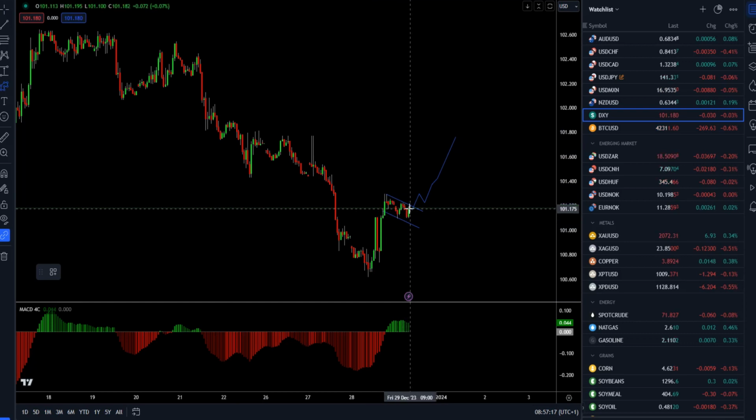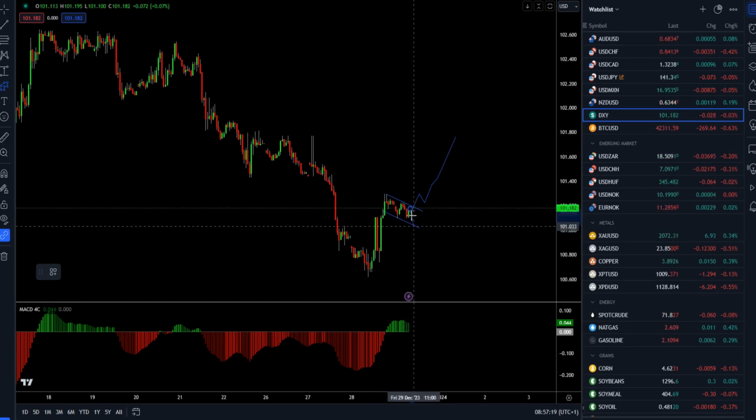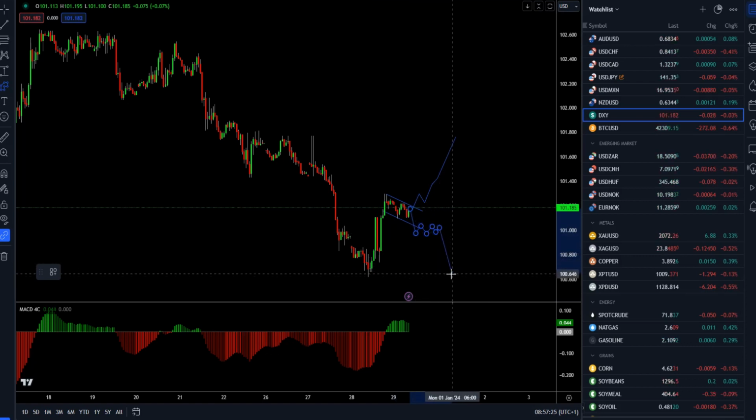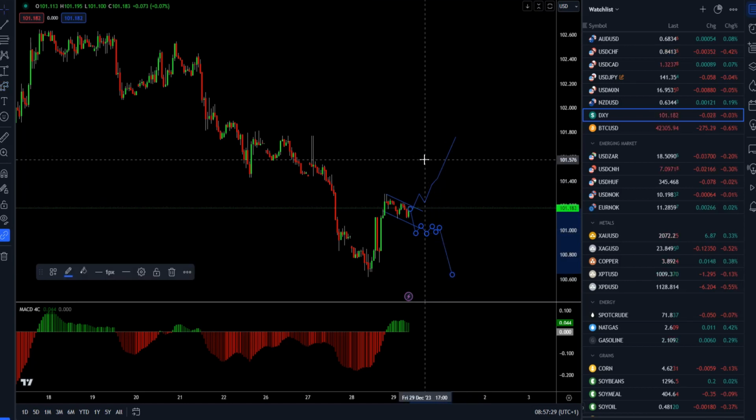So the alternative scenario will be the market aggressively trading below the 101 mark, and then holding below. Then there will be a chance for a retest of the low at 100.64.